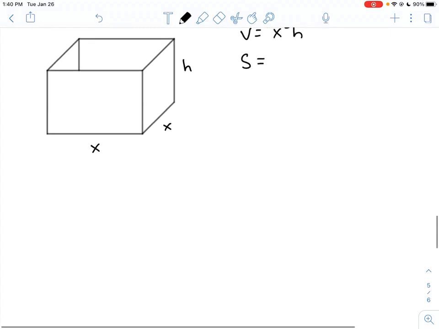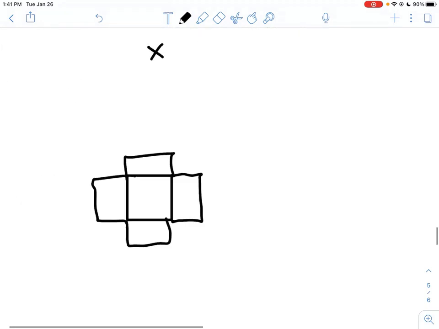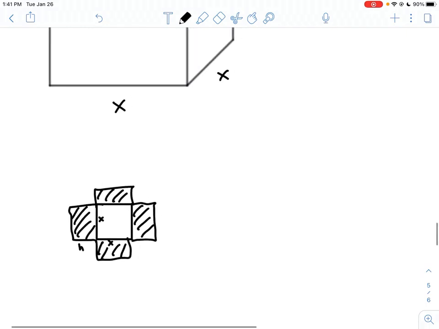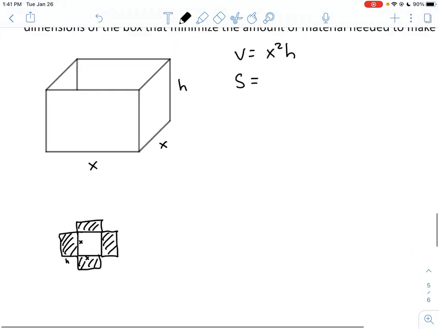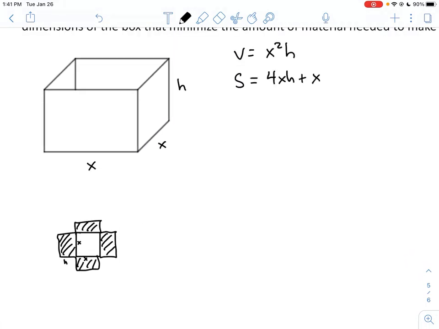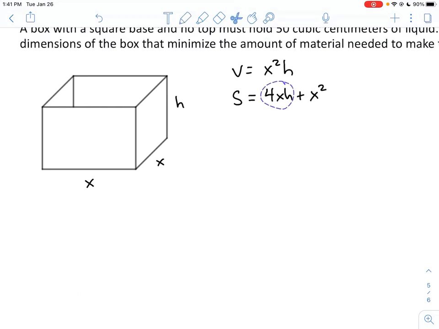Now the surface area, if you were to fold the flaps down, it would look something like this. And you would have X by X, and these would be the H's. So you want to do the area of each side, and each side is going to be the same. All 4 sides are the same because the base is a square. So we're going to have 4 xh's plus the area of the base, which is x squared. And this comes from the 4 sides, and this comes from the base, all added together.